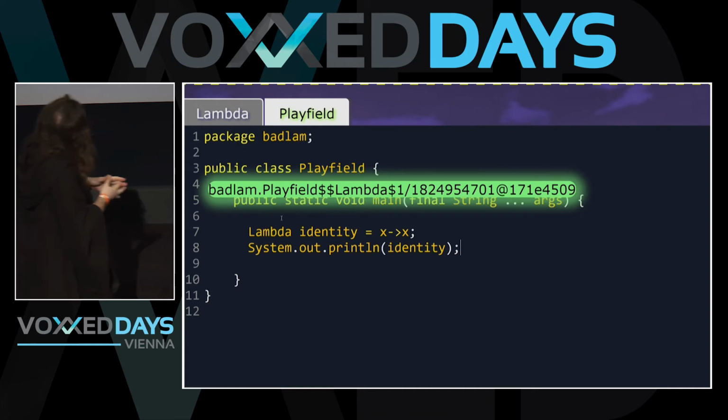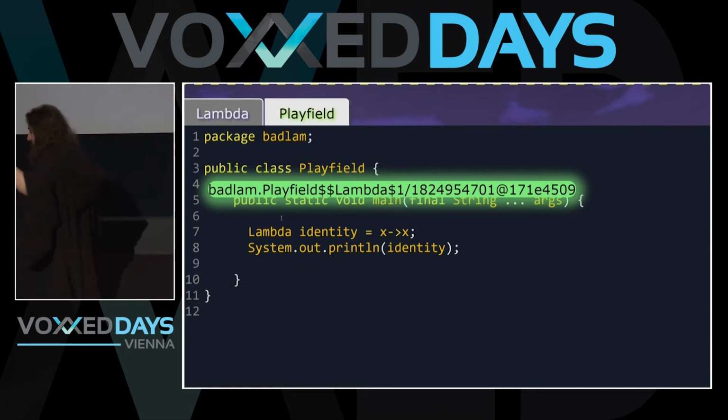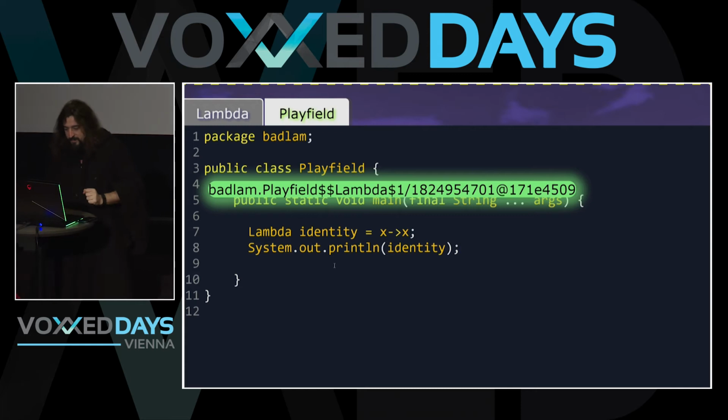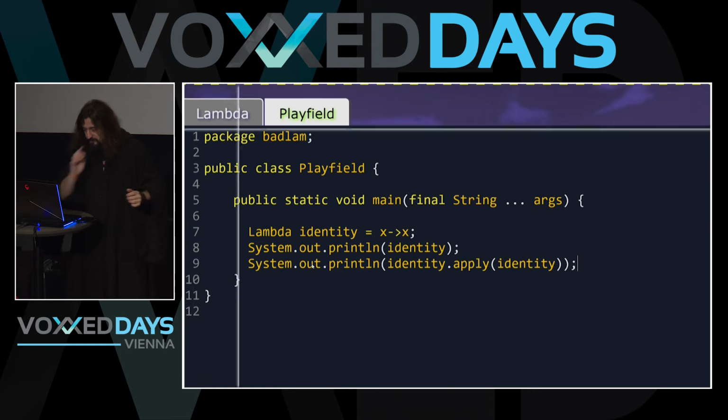And you see it displayed something stupid, because System.out.println just prints some hash of the object. But we have already created one lambda. How cool. So right now we can do something more. We can do it like this: println identity, and we apply it with identity. Great. Let's start it again.